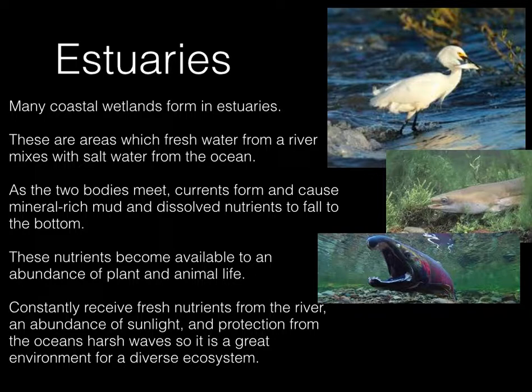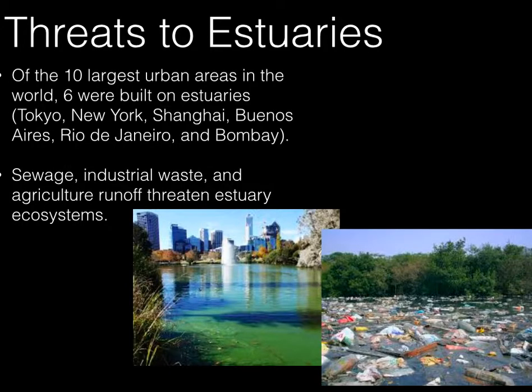But it's also a great place for other organisms to come and eat these babies or these other organisms that are coming to estuaries. So there are a lot of threats to these estuaries. Some of the threats are urban growth. Of the 10 largest urban areas in the world, 6 are built on estuaries: Tokyo, New York, Shanghai, Buenos Aires, Rio de Janeiro, and Bombay. These are all large urban areas that are built near estuaries.